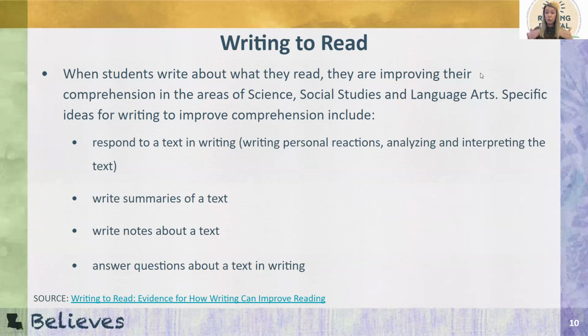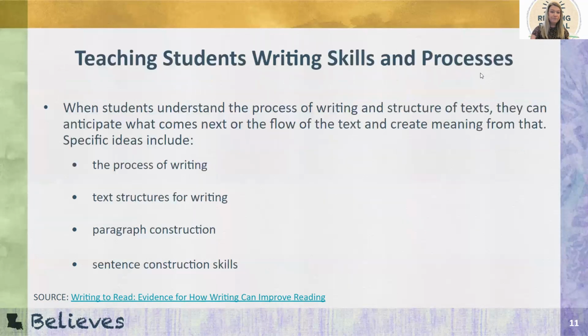If students are consistently reading to identify the most essential information, that is reading comprehension. You're comprehending what you just read and the most important parts of what you just read. So helping them have a process for what constitutes what to note about. Answer questions about a text in writing. Those are all different ways that you can write to improve reading comprehension. When students understand the process of writing and the structure of text, they can anticipate what comes next or the flow of the text, and they create meaning from that. So of course, that's definitely going to help improve reading comprehension, right?